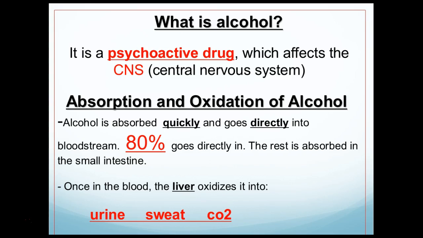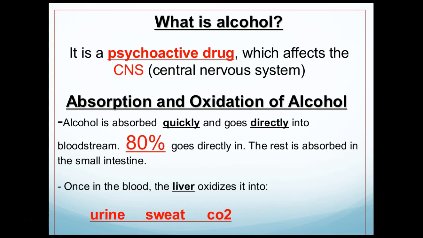What is alcohol? It's a psychoactive drug which affects the central nervous system, the CNS. Alcohol is also a depressant, which means it slows down the central nervous system. And that is why a person can drink too much alcohol and die in one sitting, where the same is not true of tobacco. Tobacco is a stimulant, and too much of a stimulant could kill you. But this particular depressant can slow down the central nervous system so much that your heart actually stops working, you stop breathing, that sort of thing.